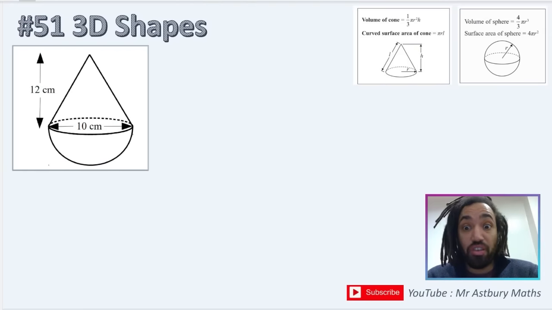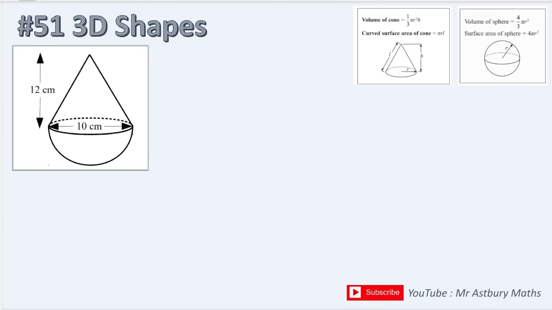Number 51, 3D shapes. What I mean by that are cones and spheres. You're given the formula for the surface area and volume of each of these. So it's just about applying these formulas. So let's work out the volume and the surface area of this shape here. Let's get it. Okay, so let's start with the volume.